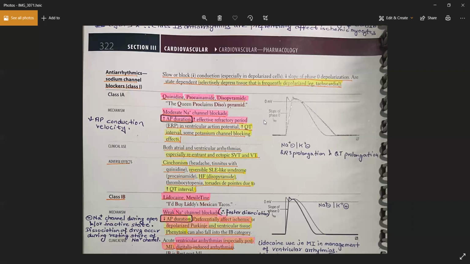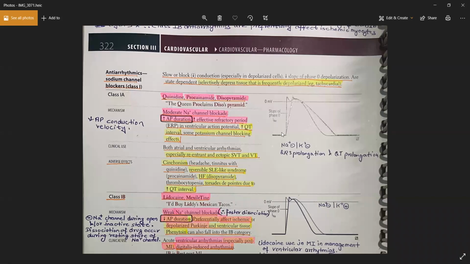Do they have activity on the SA node or on the myocytes? Exactly, they have activity on the myocytes, not on the SA nodes, because in the SA and AV nodes, sodium channels are not functioning.